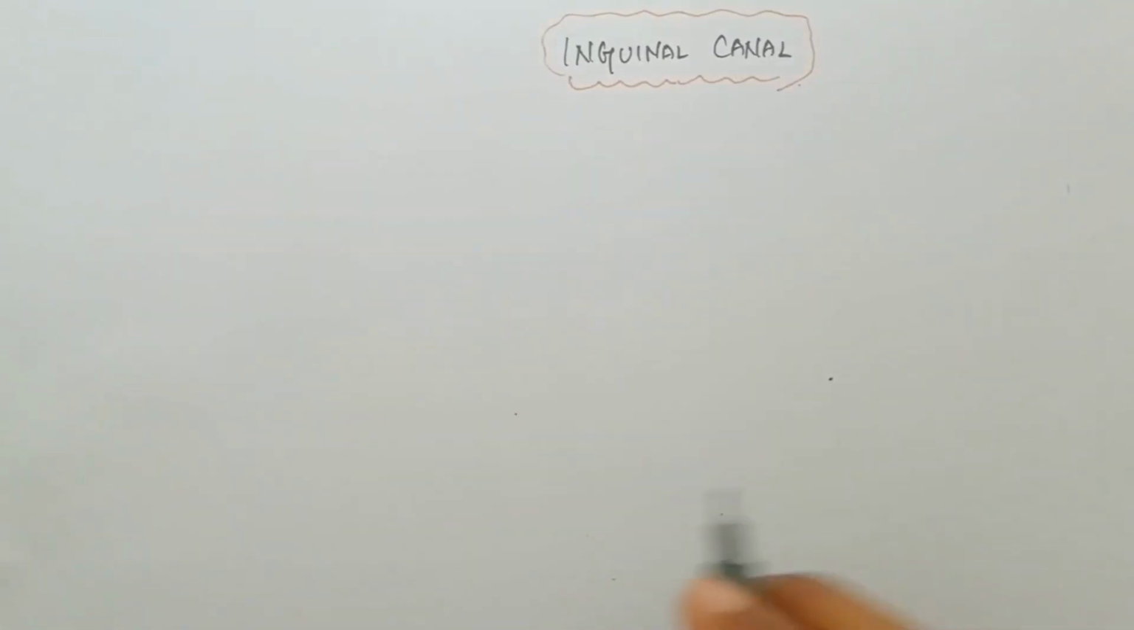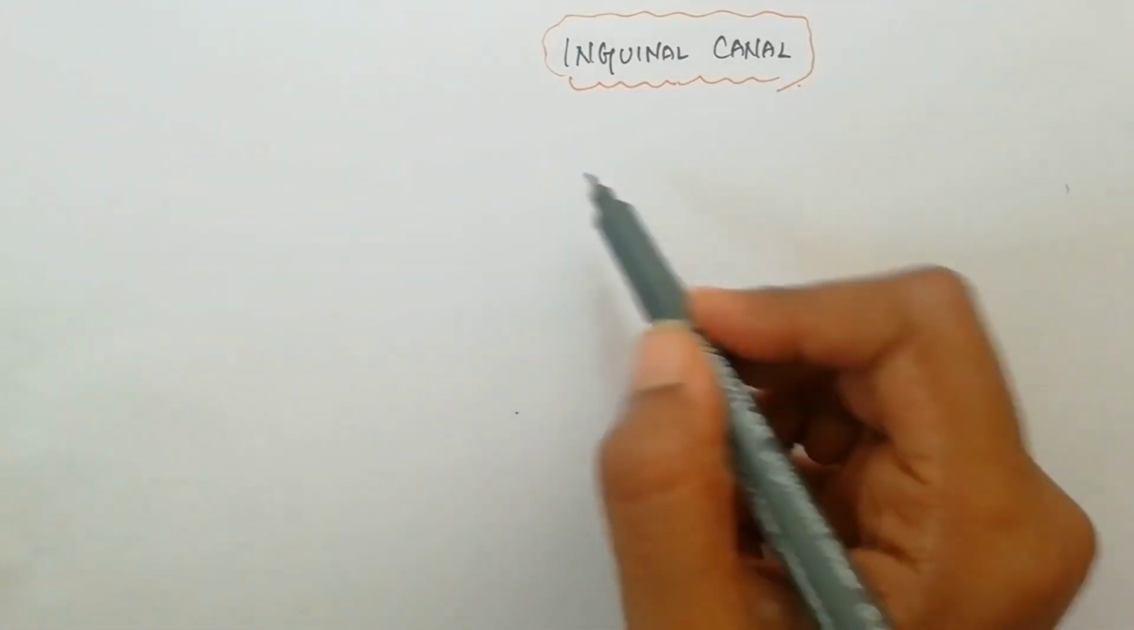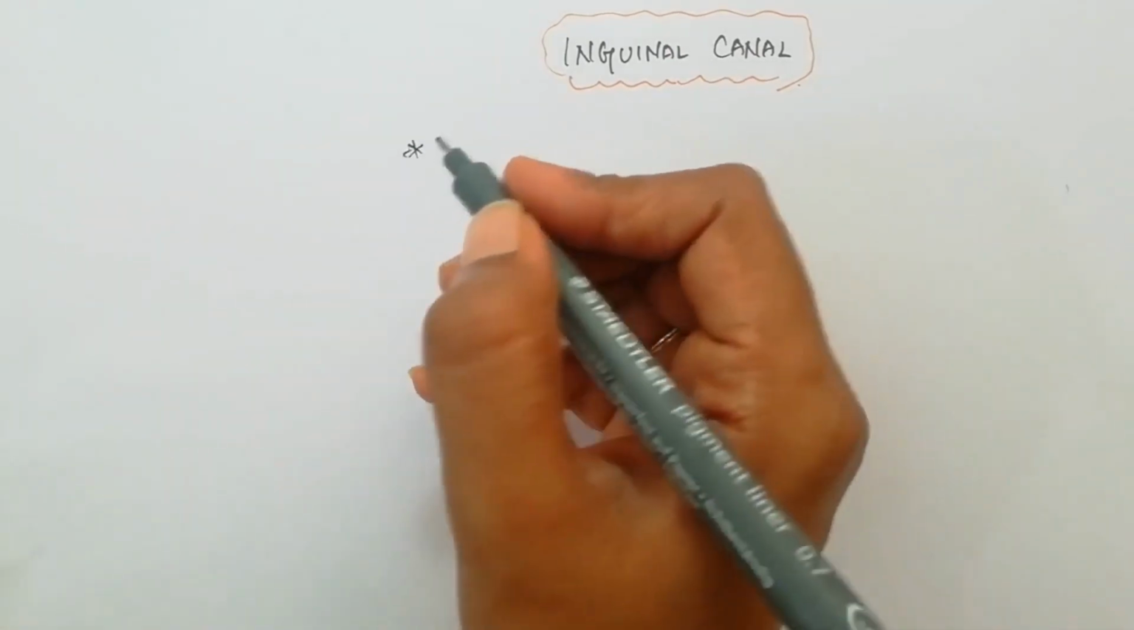So in today's video we are going to deal with the inguinal canal, a schematic representation of where it is present and how it is oriented. In the abdomen region, the inguinal canal is a very important part. This inguinal canal is nothing but a musculo-aponeurotic tunnel.